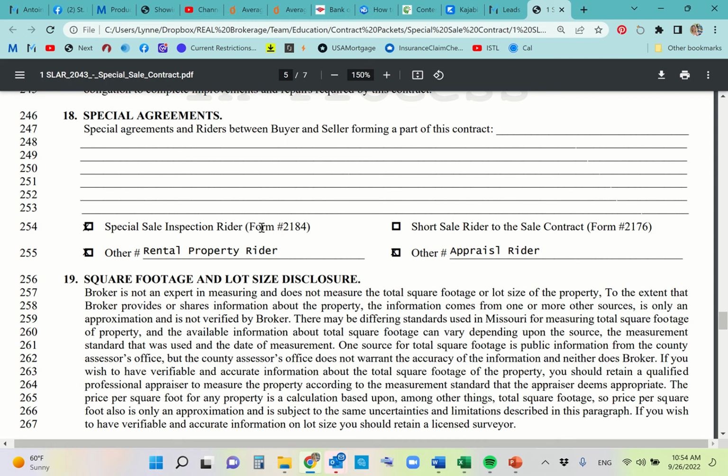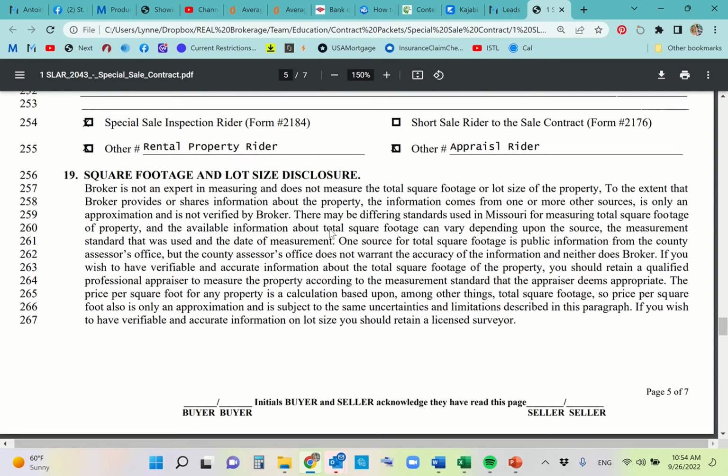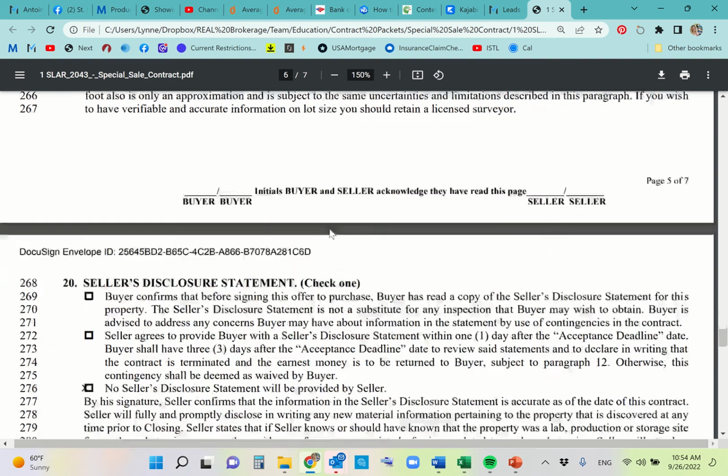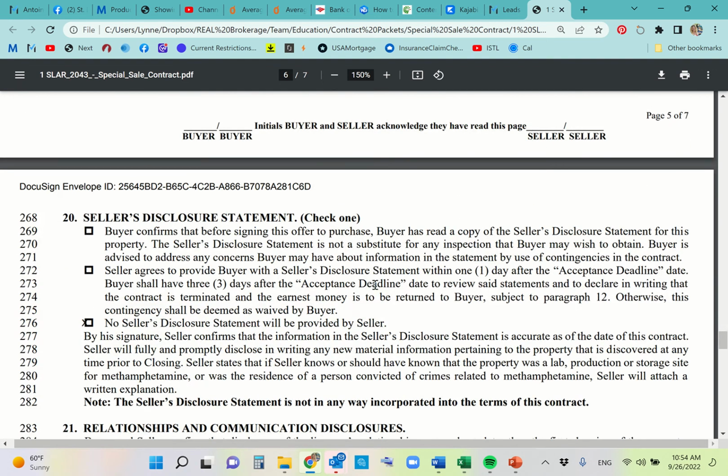So in this one, I was going to use a special sale inspection rider. We're going to do inspections. And I'm also going to use a rental property rider. We're going to assume that there are tenants in this building. And then we are on a conventional loan, so I'm using an appraisal rider. And you notice I have a typo there. Promise to continue being imperfect for you guys. So again, we're initialing these.